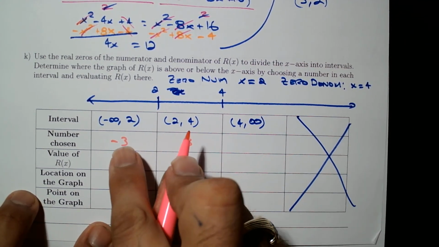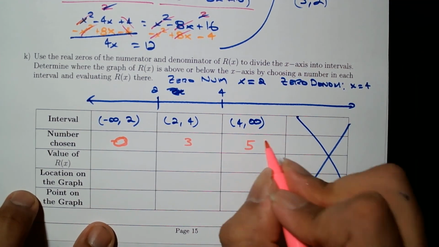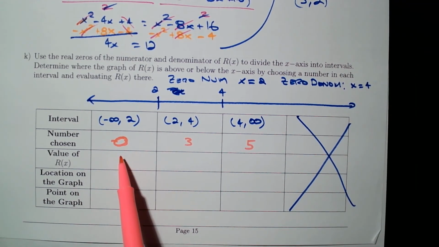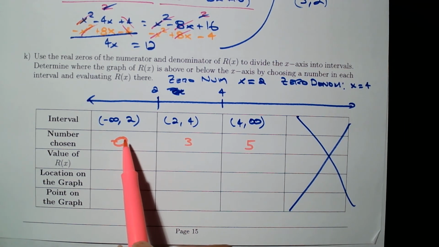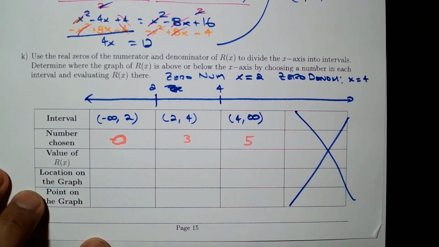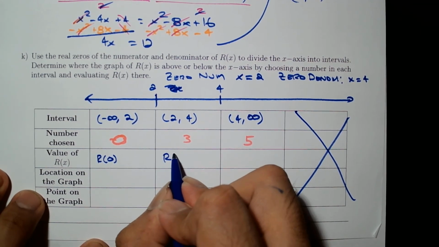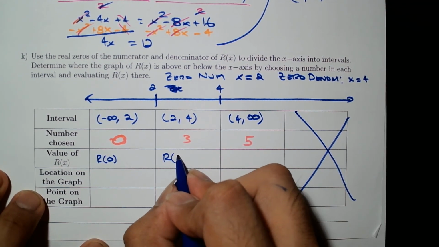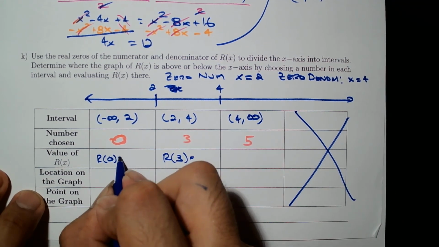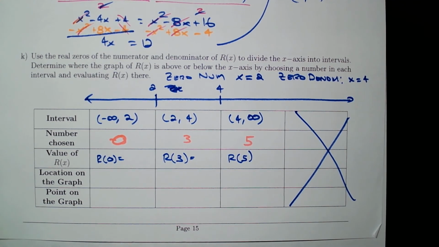Hold on, what am I doing? I'm going to just choose 0. It'll be easier. And then 5 over here. Alright, so when I plug in 0, we already got this y value, which was 1/2. So r of 0, r of 3, and r of 5.